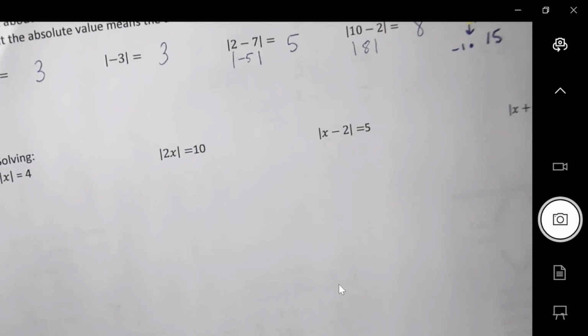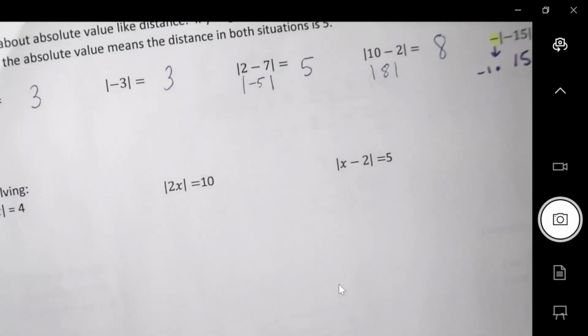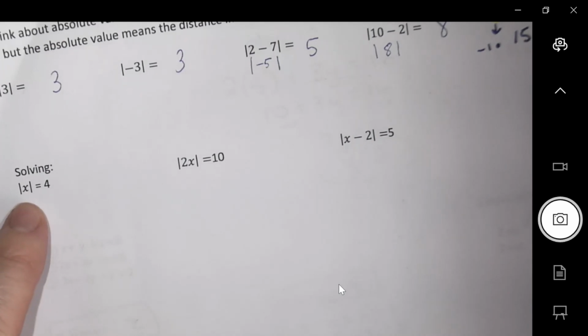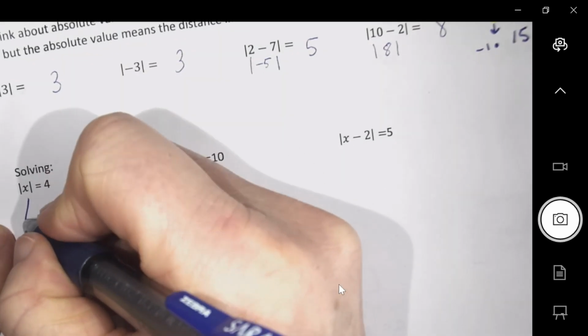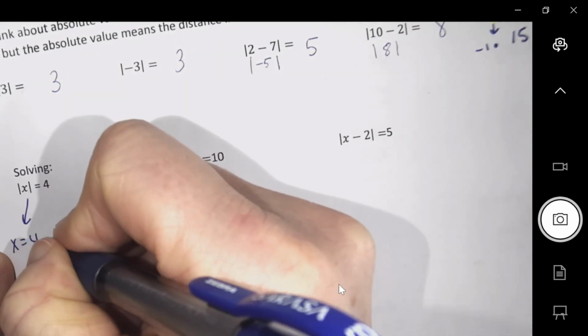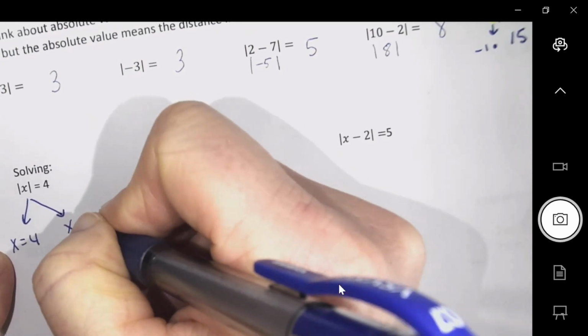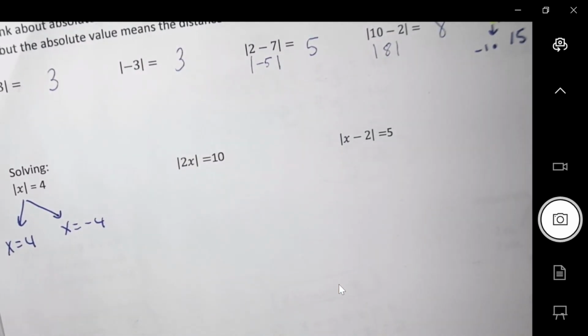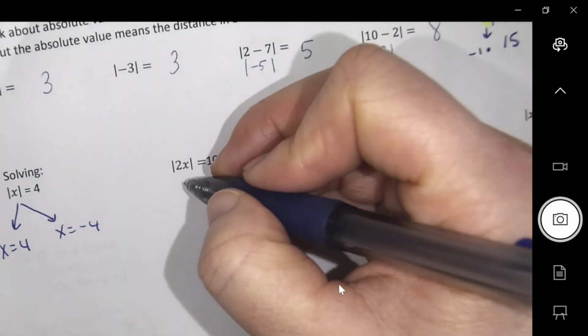Okay, solving absolute value equations. So what could I have taken here? The absolute value of what? I could have done a 4 or I could have done a negative 4. So inside the bracket, I could have put a 4 in there or a negative 4 in there.